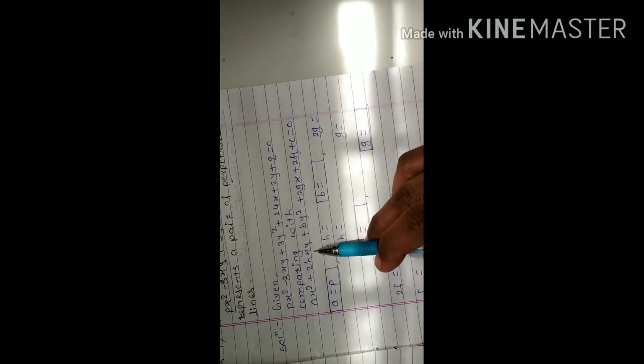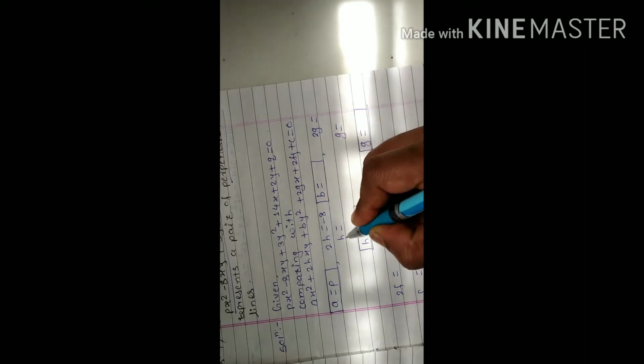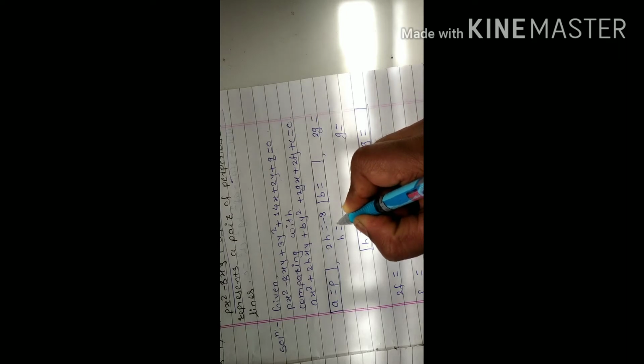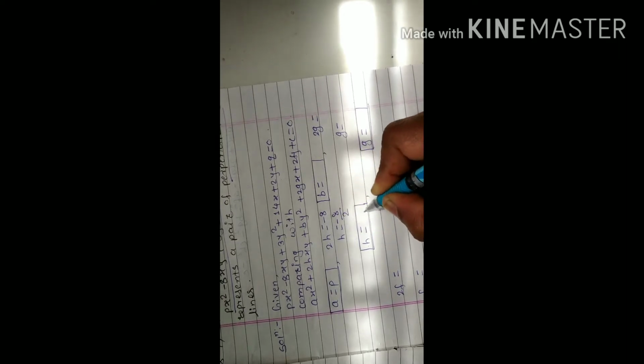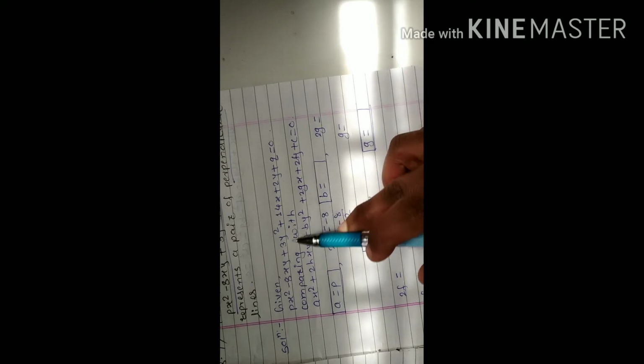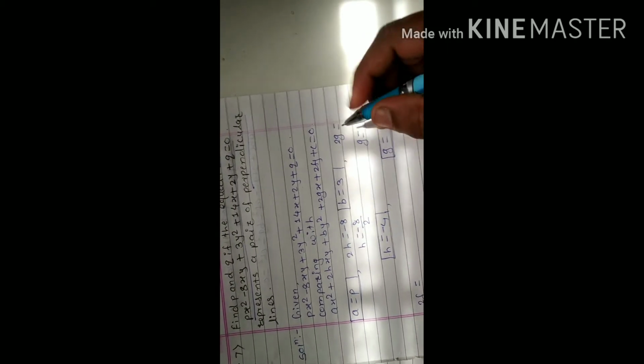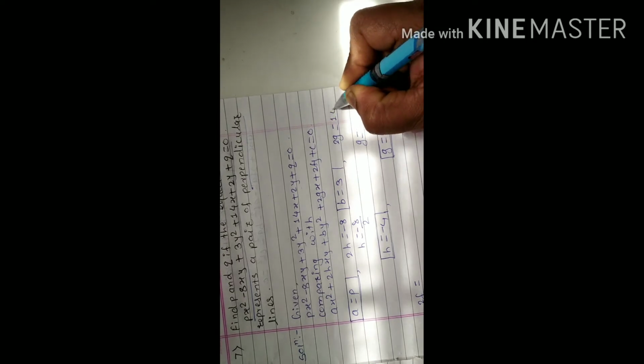And 2h is the coefficient of xy, that is minus 8. 2h is equal to minus 8. Therefore h is equal to minus 8 divided by 2, that is h is equal to minus 4. Value of b is the coefficient of y square, that is 3. Then 2g is the coefficient of x, which is 14. g is equal to 14 divided by 2. Then the value of g is equal to 7.